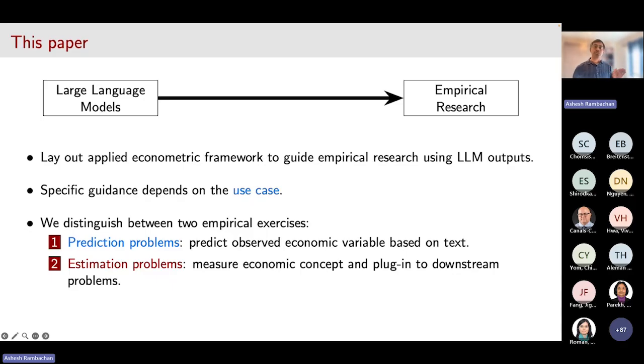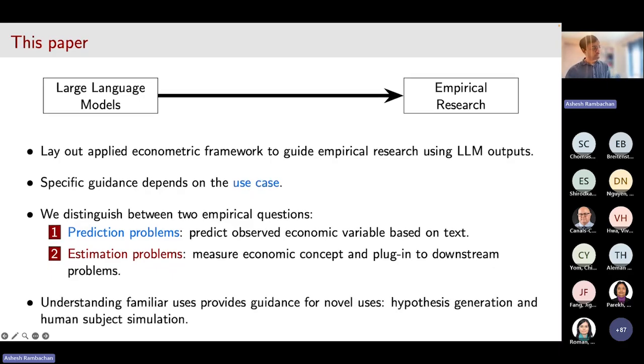The first are going to be what we'll call prediction problems, where we want to take some collected piece of text and use that text to predict some downstream economic variable of interest. And the second is going to be what we'll call estimation problems, where we would like to use text in order to measure some economic concept that we're interested in studying, and then plug those measures into downstream regression or causal inference problems that we would like to solve.